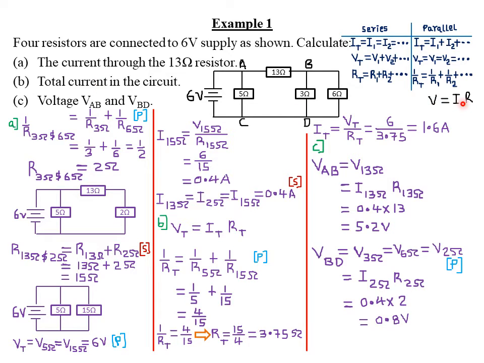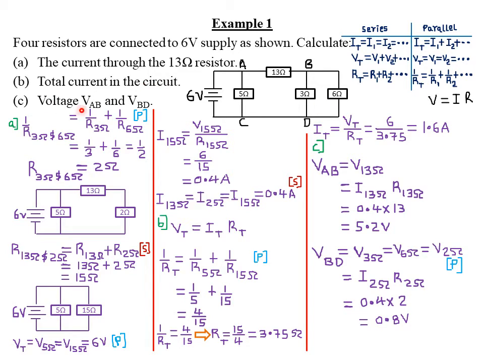So from Ohm's law, V equals IR. If I want current, I'll simply divide both sides by R so that I have current equal to V over R. So the total current, I total, equals the total voltage through the circuit divided by the total resistance, or the effective resistance. Total voltage through the circuit was 6 volts, so it is 6 over the total resistance, which we've just computed, 3.75 ohms. So 6 over 3.75, you'll get a total current of 1.6 amperes. So the total current in the circuit is 1.6 amperes.